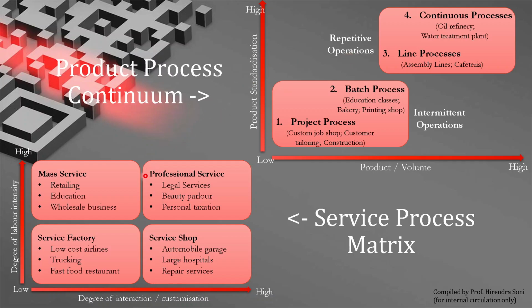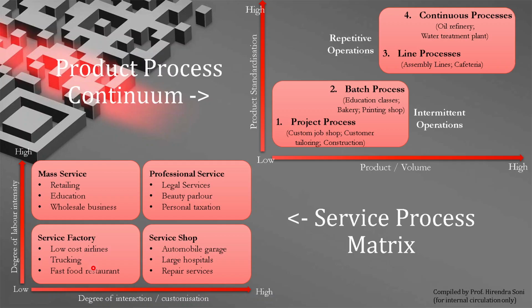In case of service process matrix, what varies is the degree of labor intensity versus the degree of interaction or customization for the customer. When we talk about service factory, the degree of interaction with the customer and degree of labor intensity is quite low. For example, when we are talking about a fast food restaurant, we are not making as per customer. We are actually offering him what we already have in our menu.